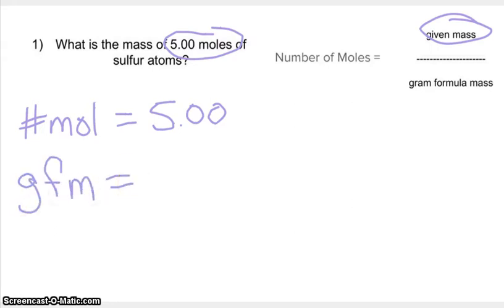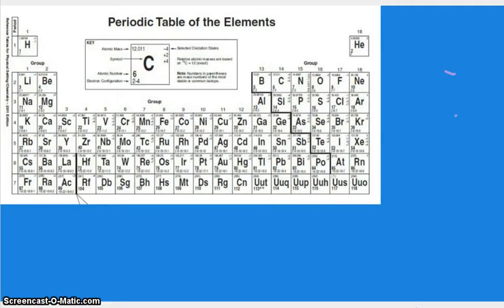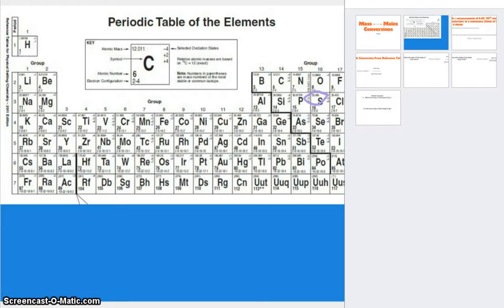Remember, if we're going to find the GFM of a substance, in this case we're dealing with sulfur, we're going to have to go to our periodic table to find it. So we're going to go to sulfur, which is an element in this case, so it's pretty easy to find. We just have to get its atomic mass from the table, and that's right over here. And we see that the mass of sulfur is 32.065, or we're going to round it today to 32. So let's go back to our problem.